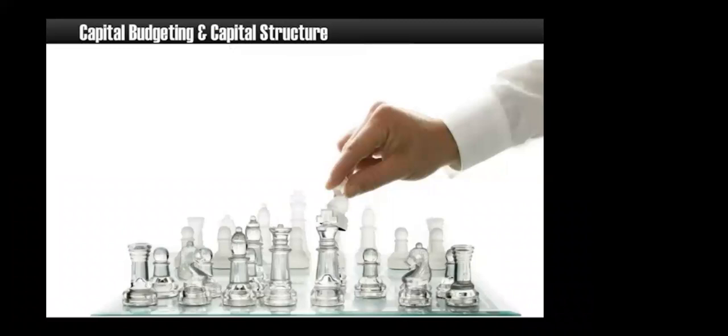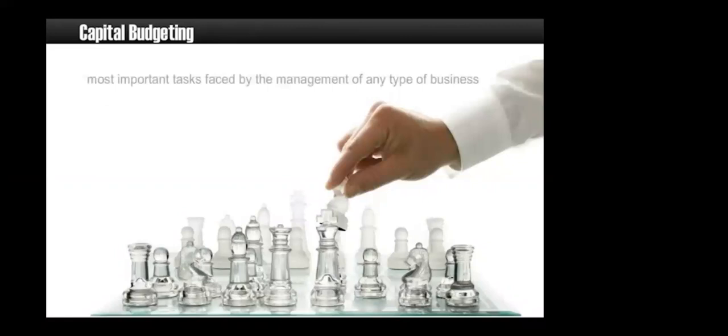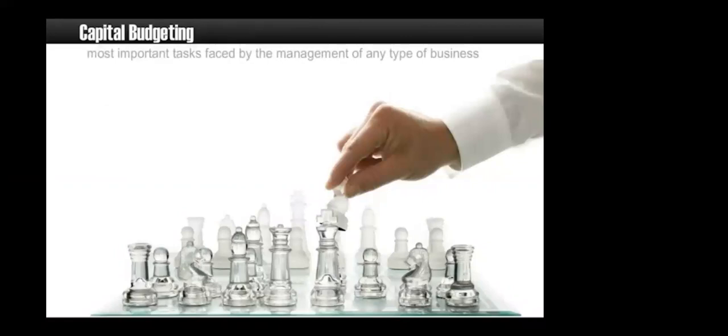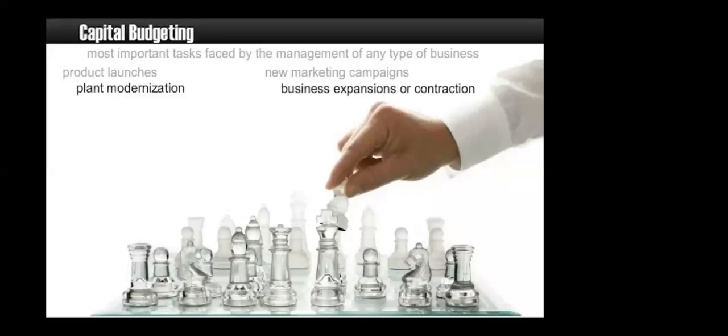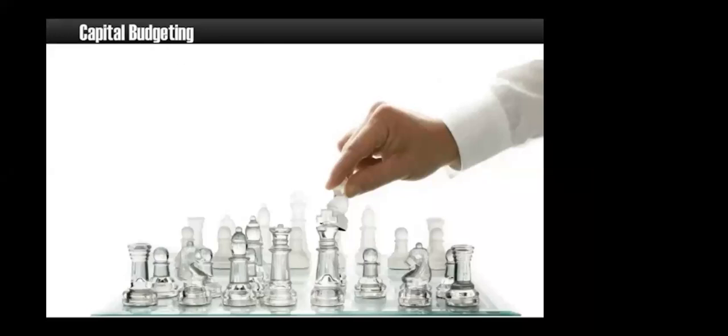Capital budgeting, also known as CB decisions, are probably among the most important tasks faced by the management of any type of business. New product launches, new marketing campaigns, plant modernization, business expansions, or contraction are examples of CB tasks. Basically, the whole subject of CB could be collapsed into a single question: should a project under consideration be accepted or rejected?